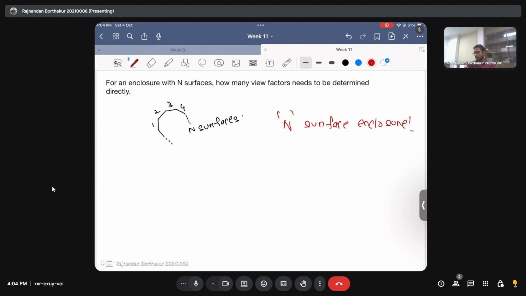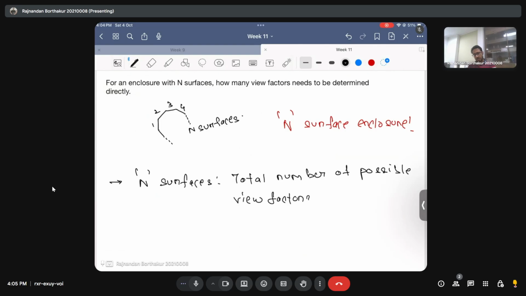Okay, so at least now you can interpret that if there are n surfaces, the total number of possible view factors that it can generate is going to be n squared. So if there are n surfaces, the total number of possible view factors is going to be equal to n squared. And precisely I will prove to you why this is going to be equal to n squared.